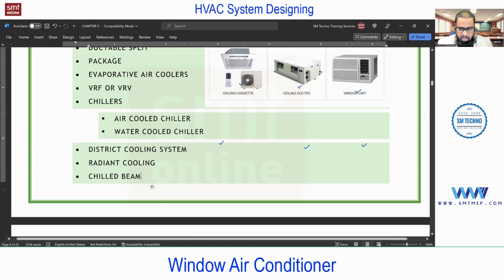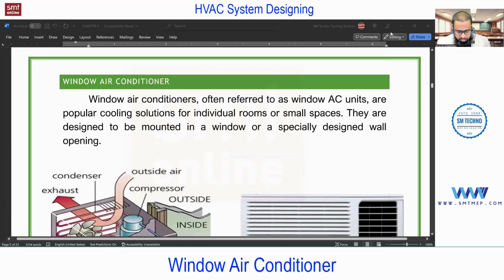So let me start first with the window AC. Window AC is very simple, because you already know the vapor compression cycle now. In a window AC, you'll find all 4 components of the VCR, and this is the best example of the vapor compression cycle. This is commonly used in actual practice for small spaces, single rooms. It's cost effective, and it's like plug and play, with no separate installation. We require some installation procedure, but not like the other units. So that's the reason this is commonly used for small spaces or small rooms.